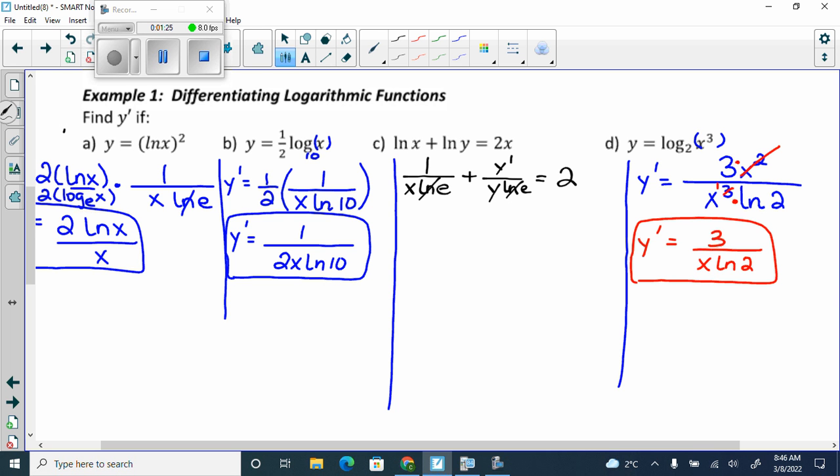Now we're doing implicit. What was the step for implicit? You want to get y prime by itself. If there's more than one y prime, you get them to the left, and then everything else to the right, take out the y prime. But this one only has one y prime, correct? You just have to move everything but it to the other side. So we're going to subtract the 1 over x. So we're going to get y prime over y equals 2 minus 1 over x. And then what do I have to do? Multiply by y. So I'm going to get y prime equals y, bracket 2 minus 1 over x. Done.